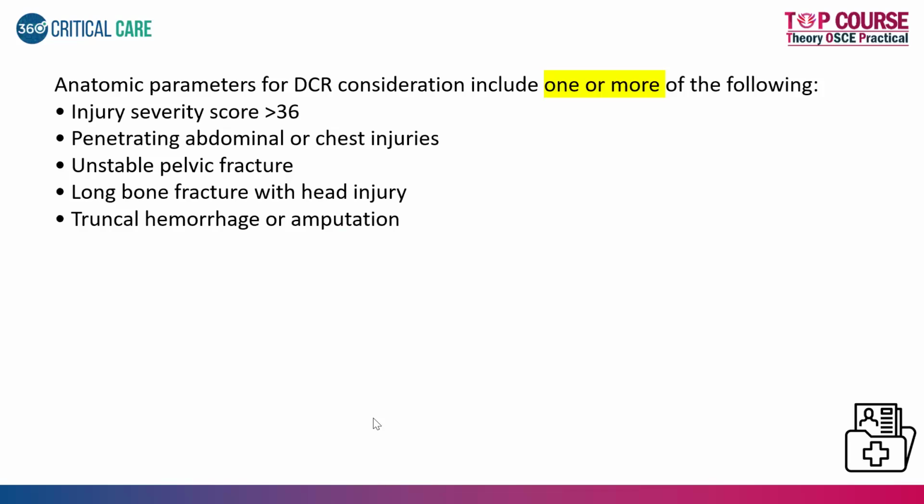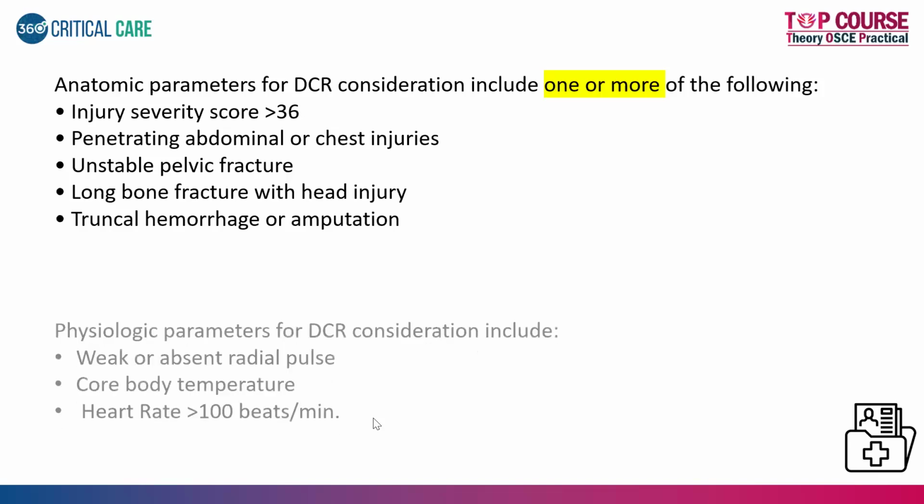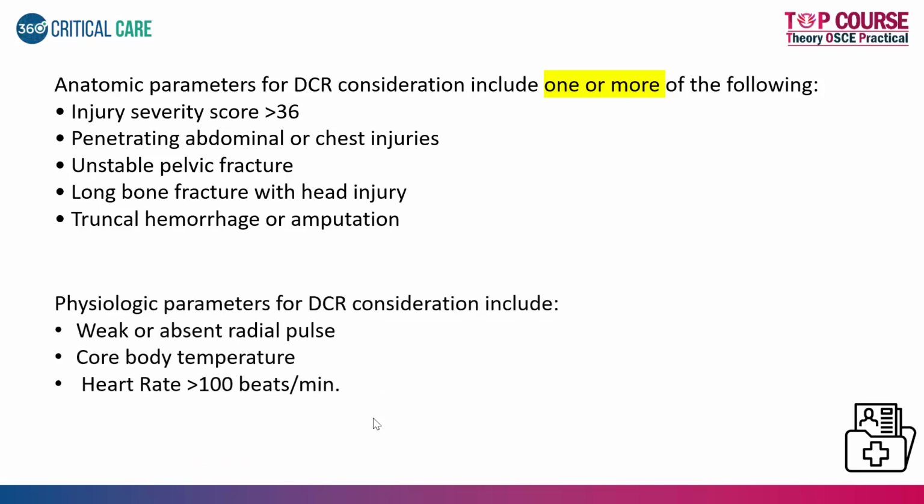If the score is more than 36, the type of trauma is a penetrating trauma. If the fracture involved is an unstable fracture or a long bone fracture, and if the patient has amputation or truncal hemorrhage, these are the patients who require damage control resuscitation. The physiological parameters which require DCR are extremes of shock, that is an absent or weak radial pulse, hypothermia, and a tachycardia of more than 100 beats per minute.